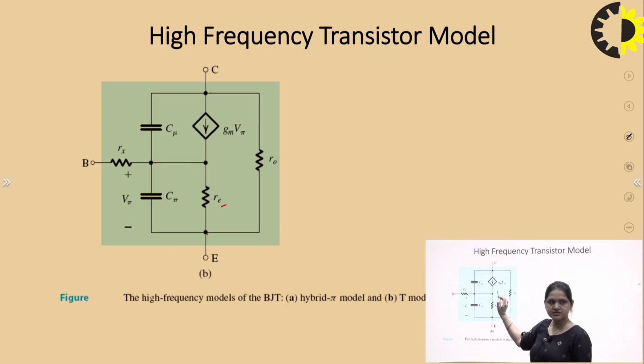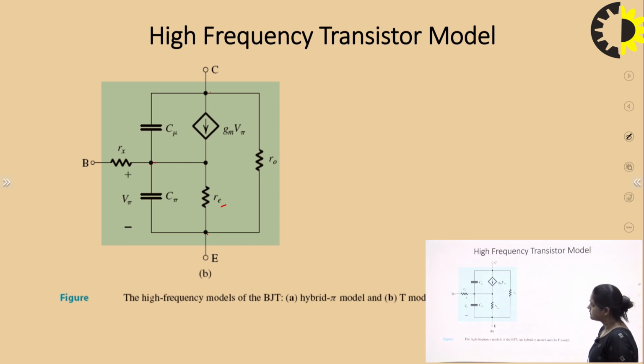gm V pi is the same. This is the IC current, and the value of RO will be used to represent the collector emitter terminal. So RO is between collector and emitter and is also known as the output impedance of the BJT. So this is the pi model.